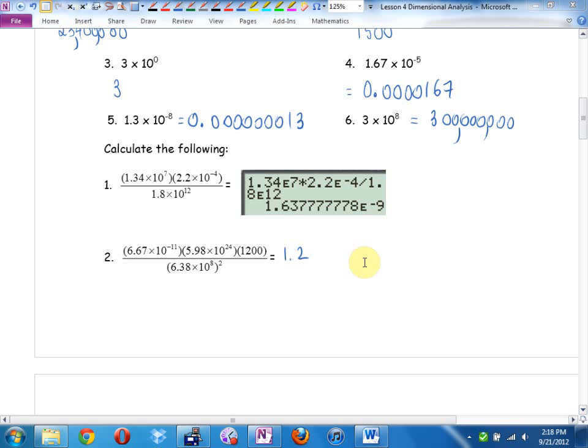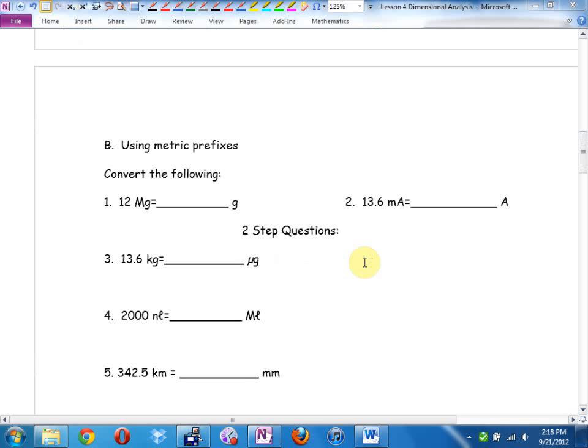We need to practice with our calculators a little bit. So we'll start part 2 on Tuesday. This is using metric prefixes and dimensional analysis.